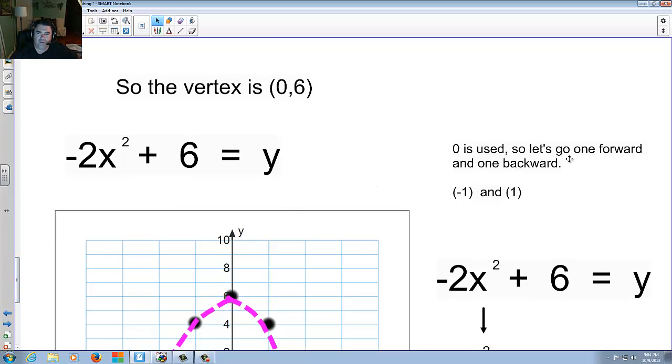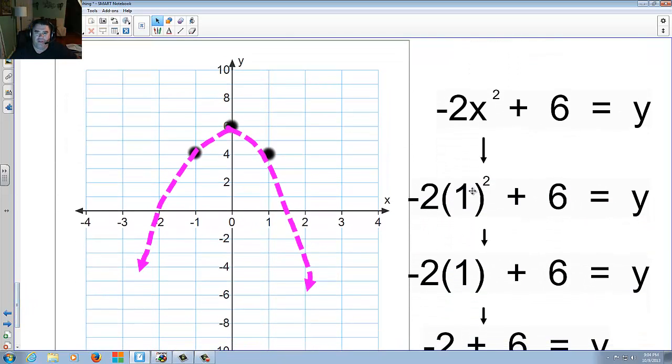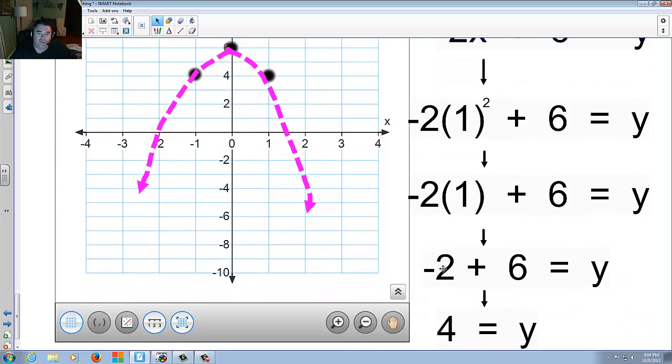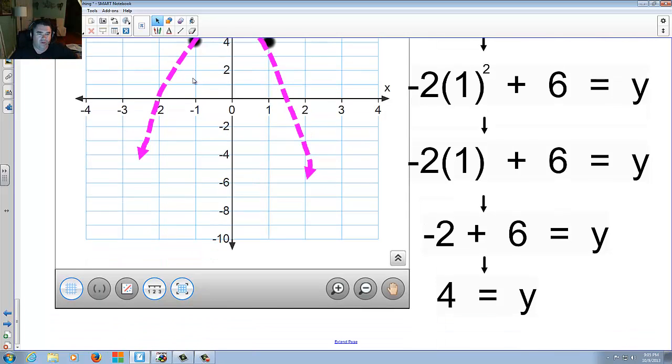0 is used, so let's go ahead one forward and one backwards. So from 0, let's go to -1 and +1. I'm going to go ahead and plug those values in. Here's +1. 1 squared is 1 times negative 2 is negative 2. Negative 2 plus 6 is 4. So my y value is going to be 4. So when I'm 1 over, I'm 4 up. Which means when I'm left 1, I'm going to be 4 up because it's going to reflect off each other. And there's your basic idea.